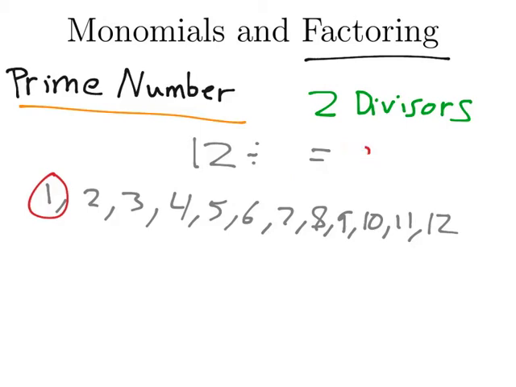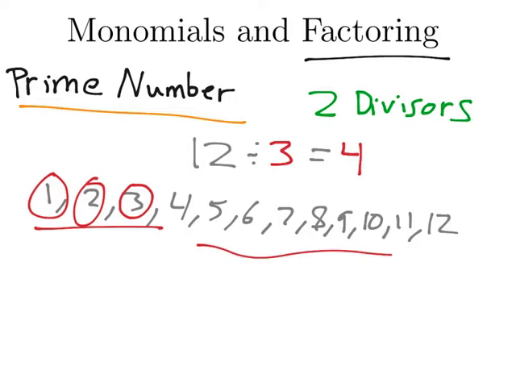Now I can try this again with 2, the next number. If I divide 12 by 2, I get 6, a whole number. So 2 is also a divisor. If I divide 12 by 3, I get 4. 4 is a whole number, so 3 is also a divisor. Now wait, we've got a problem here. I have 3 divisors already. Who knows how many are left? That means I immediately know this is not a prime. A prime has to have exactly 2 divisors. Here I have at least 3.